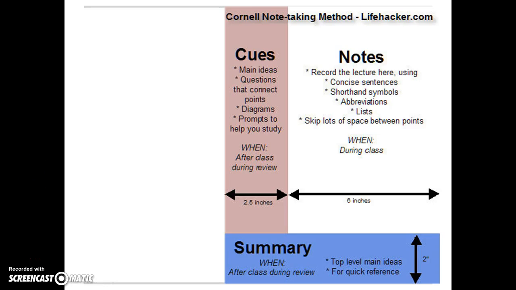Hi everyone, this is Unit 3, Segment 1 notes. And I just wanted to start out with this Cornell slide again. I just want to remind you how the best note-taking is done.